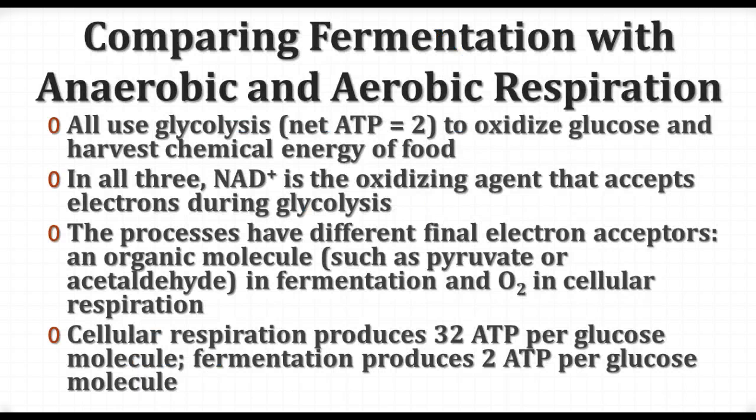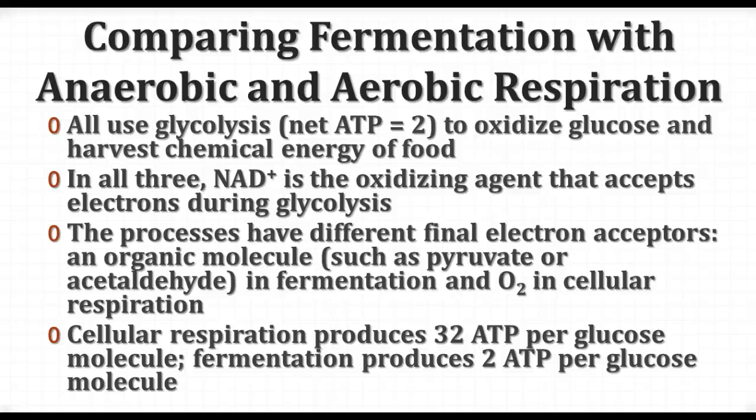Now when you compare those processes, you still get a little bit of ATP. All organisms use glycolysis, and all forms of fermentation use glycolysis with a net ATP production of 2 ATPs. That's going to use some chemical energy of food and transfer it into a form the cells can use. In all 3 processes, the NAD+ is the oxidizing agent. There are different final electron acceptors in all 3 processes: cellular respiration, alcohol fermentation, and lactic acid fermentation.